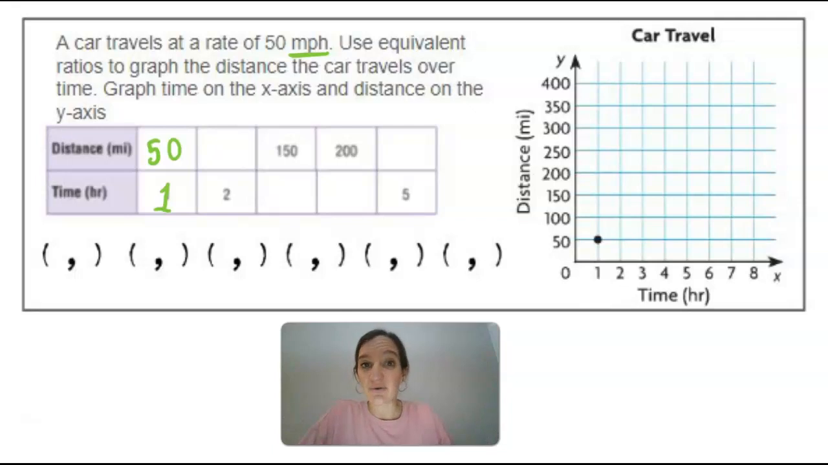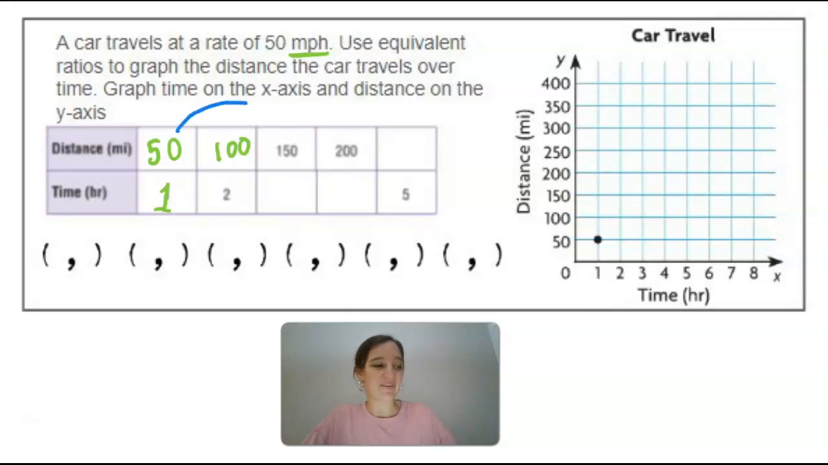We know that in 1 hour, they'll have gone 50 miles. Now to continue and finish this table, all we have to do is times the distance in the hour by the same number, and we'll create equivalent ratios. So we can see that we have 2 hours here. So that means we'll need a times by 2, right? So 50 times 2 is 100. There we go. Now we have 150 here.